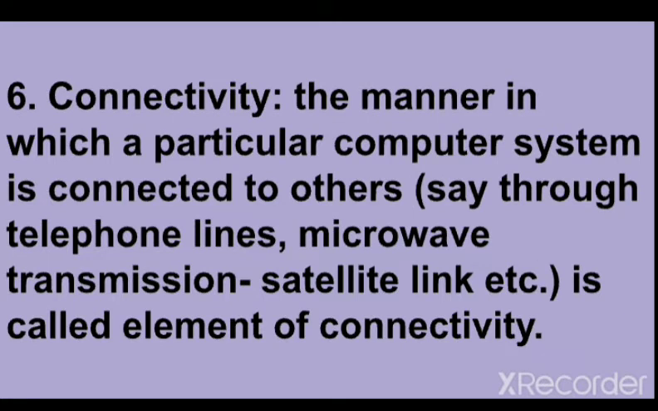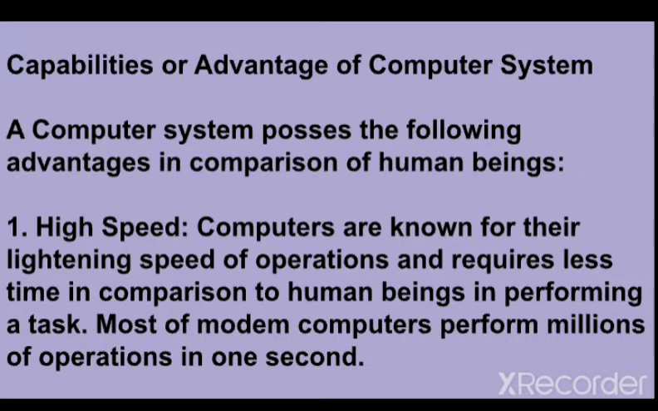Next is connectivity, the manner in which a particular computer system is connected to others, say through telephone lines, microwave, transmission or satellite link. That is known as the element of connectivity. Now we will discuss the capabilities or advantages of a computer system. A computer system possesses the following advantages in comparison to human beings. First is high speed.